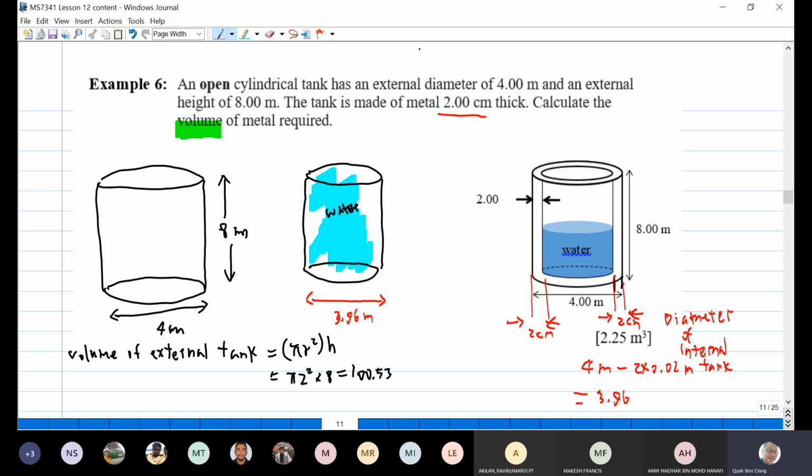And then how about the thickness? Because the metal tank has a thickness there, also 2 cm. And the top has no cover, right? Open means no cover on top. So you can fill water to the top there. So this height now is actually not 8 anymore. It's 8 minus 0.02, because 2 cm is 0.02 meter. So you get 7.98, because the base has a thickness of 2 cm, so deduct 2 cm is 7.98 here.